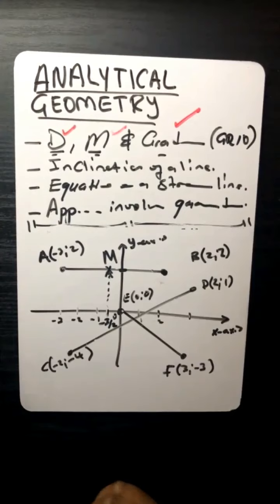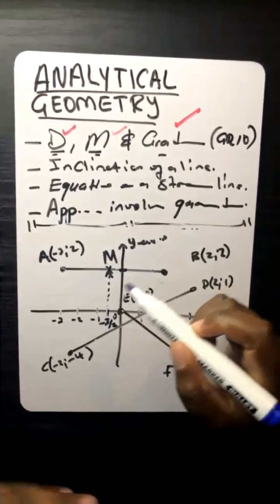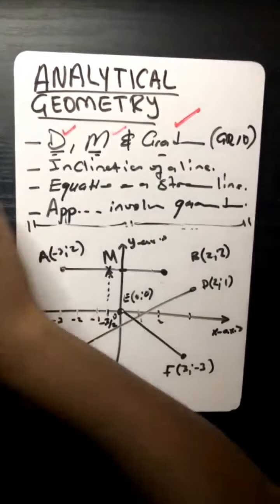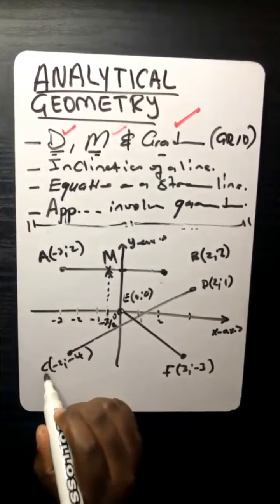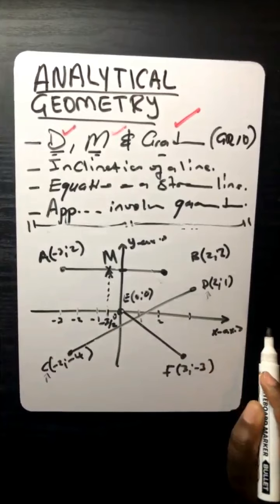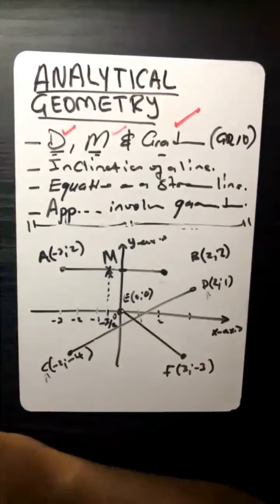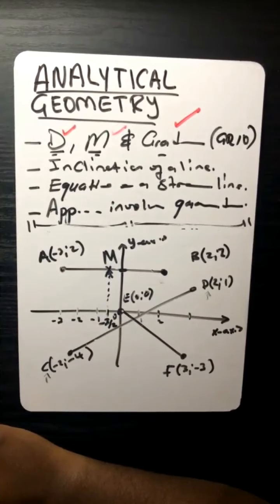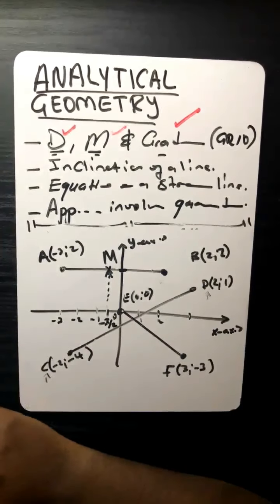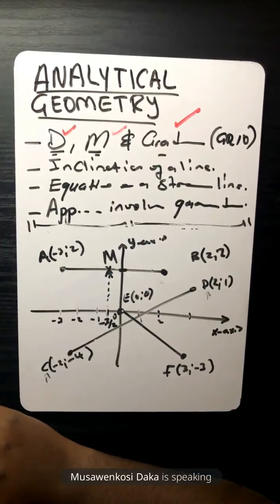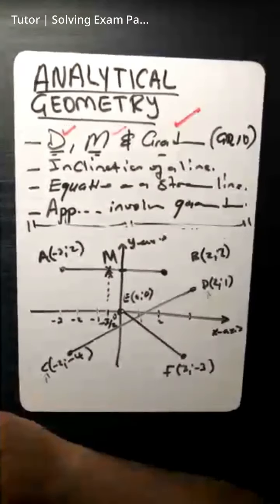Let me move to this part on the gradient. Let's see, the gradient of CD. This is point C, this is point D. The gradient means we want to know how steep that line is. Here comes a question. Are we going to have a positive or a negative gradient for line CD? A positive one, sir. Positive. 100%. So we are expecting a positive gradient.